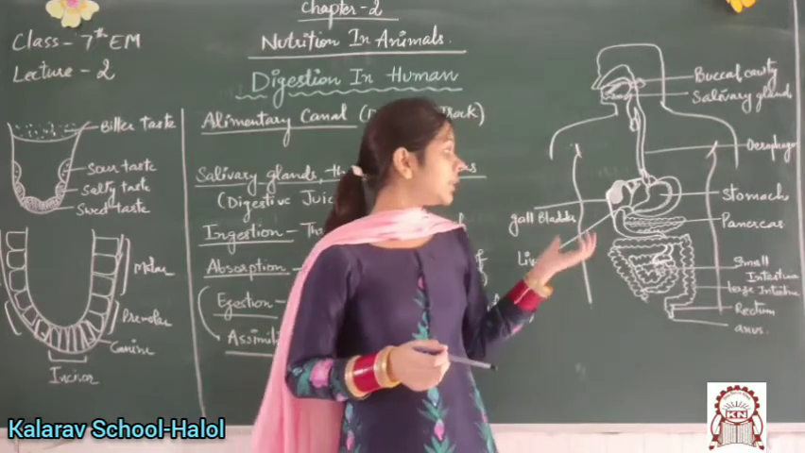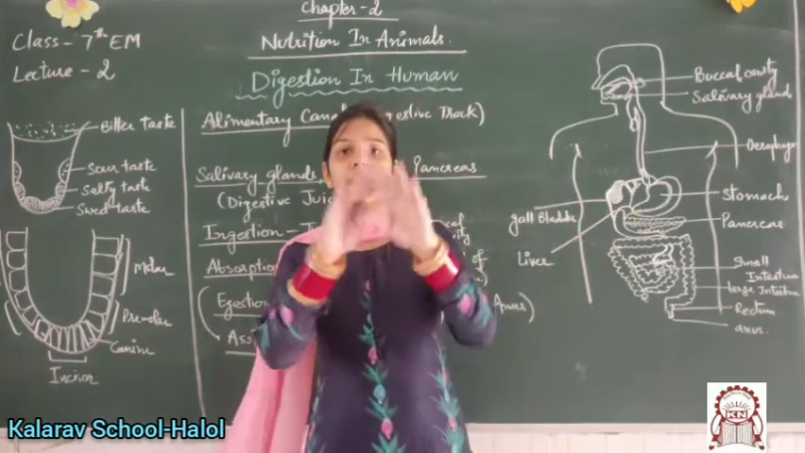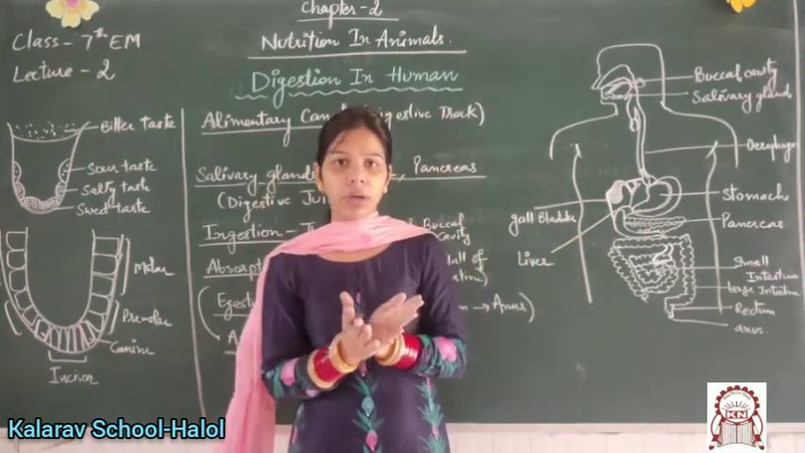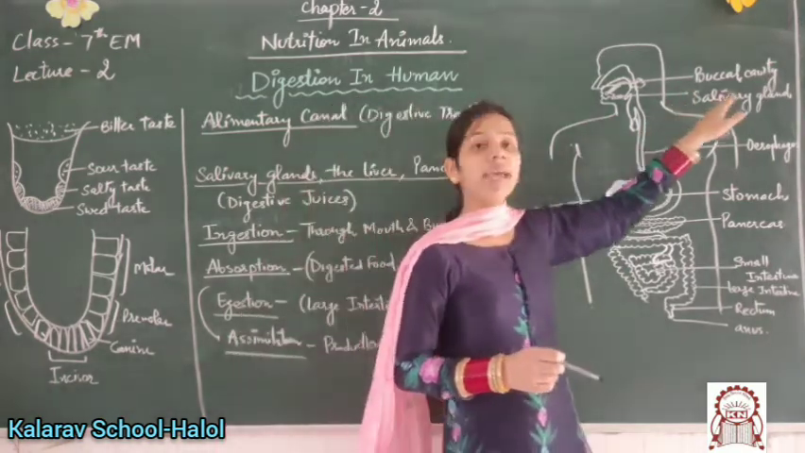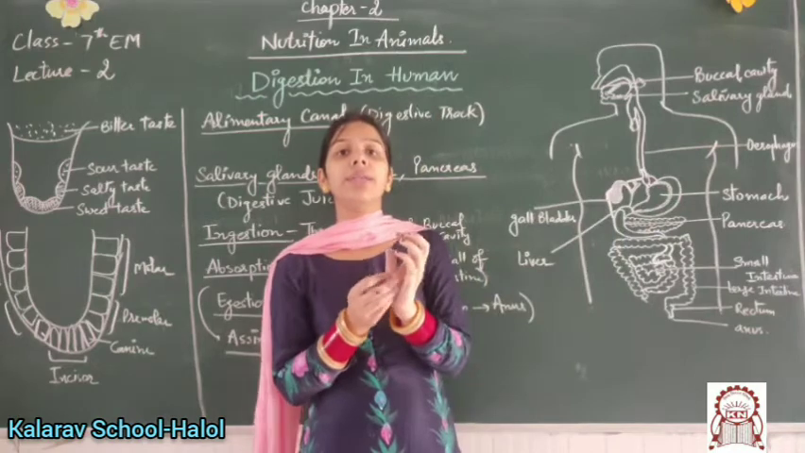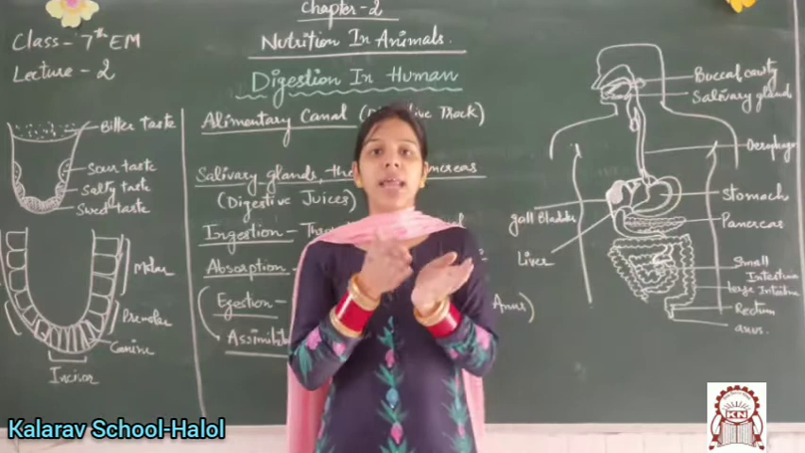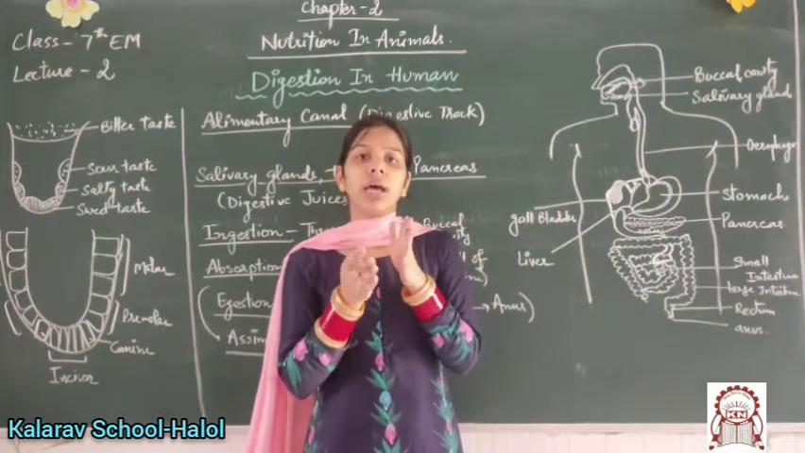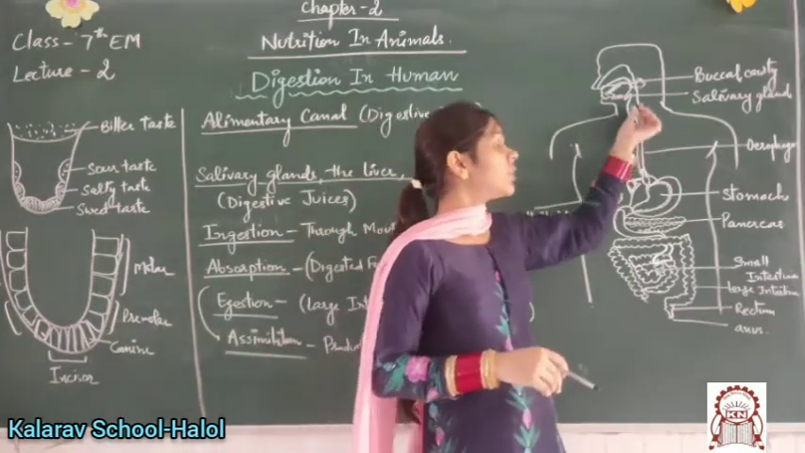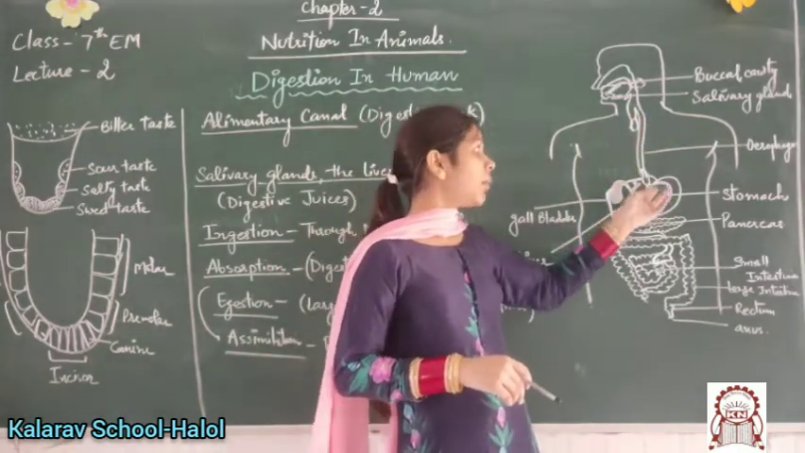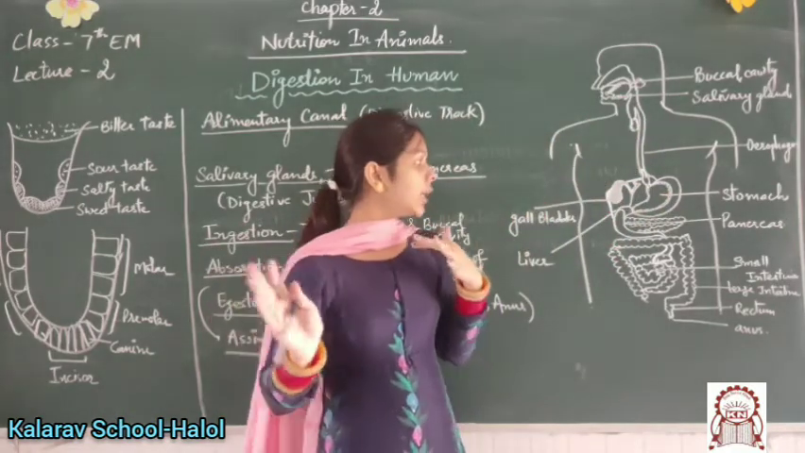So, here you can see the functions of different organs. I can recapitulate the whole digestion process. Firstly, you can understand the buccal cavity helps in chewing and making the food into small particles. Next, the salivary gland contains saliva which converts the starch in the food material. Then the esophagus, where the passage of food material takes place.